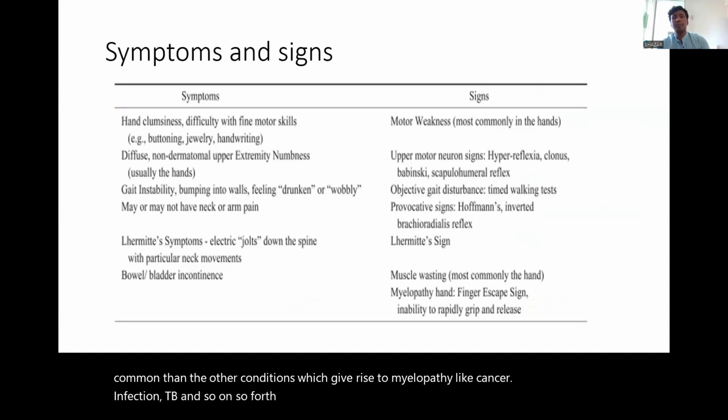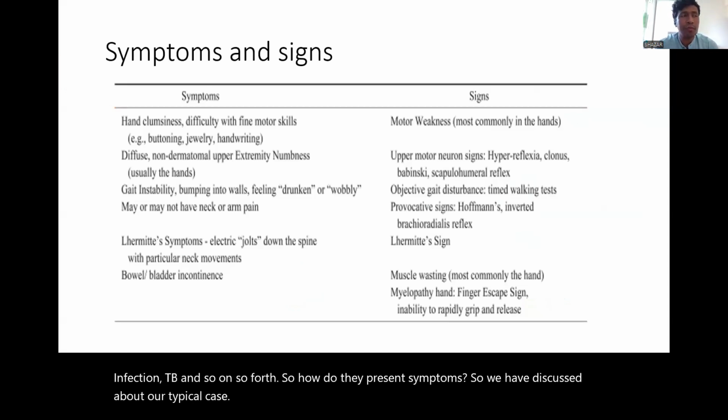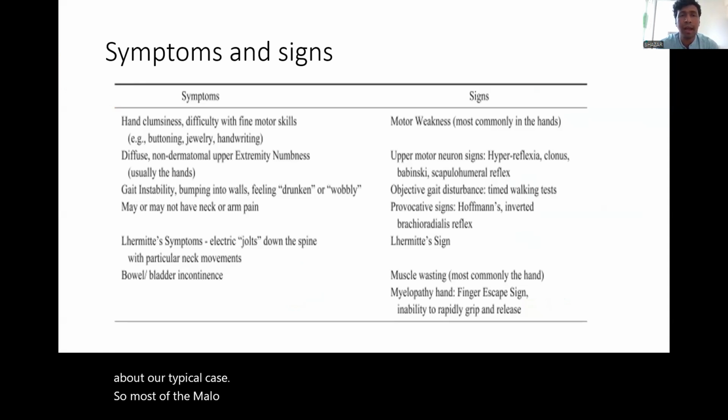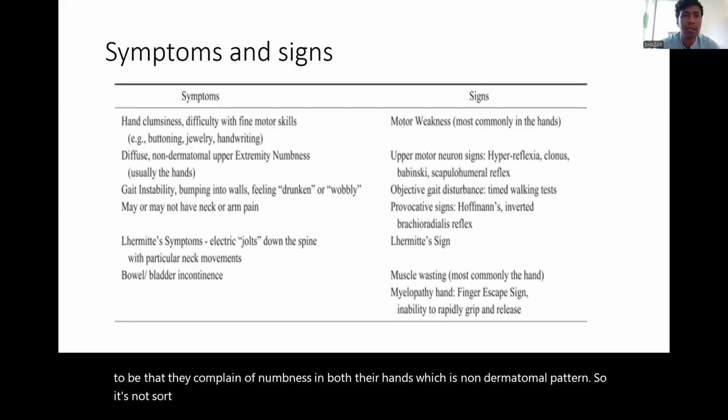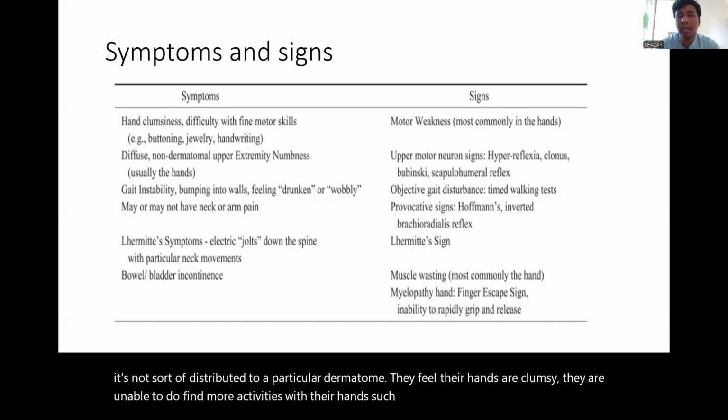So how do they present symptoms? We've discussed our typical case. Most of the myelopathies have symptoms that begin in the hands. The very first symptom is that they complain of numbness in both their hands, which is a non-dermatomal pattern. So it's not distributed to a particular dermatome. They feel their hands are clumsy. They're unable to do fine motor activities with their hands, such as buttoning, handwriting, using a mobile phone, and so on.